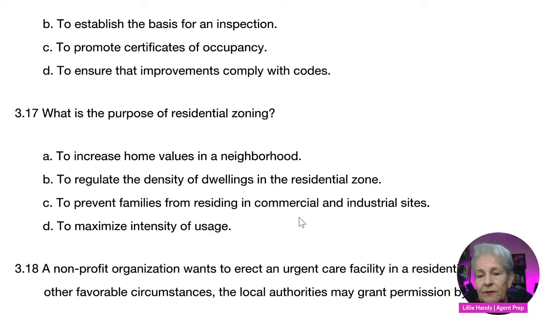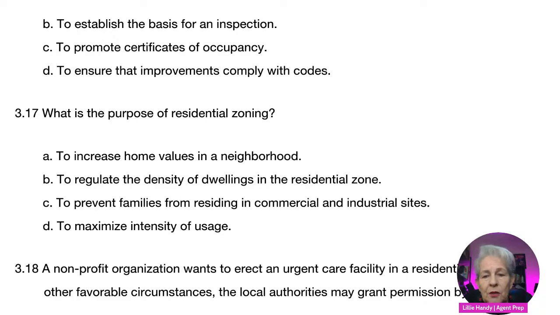Number 17. What is the purpose of residential zoning? A, to increase home values in a neighborhood. B, to regulate the density of dwellings in the residential zone. C, to prevent families from residing in commercial and industrial sites. Or D, to maximize intensity of usage.